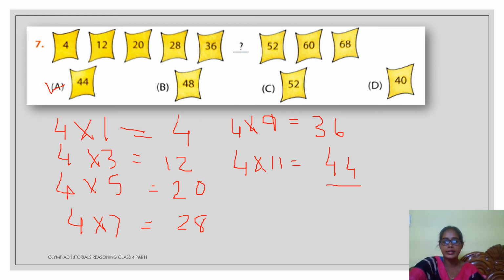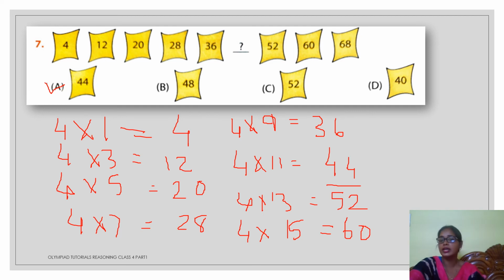So after 11, the next odd number is 13. So 4 into 13, you'll get 52. So I hope this series which we have followed is correct. Again the next number, 4 into 15, is equal to 60. So the answer which we are getting is absolutely correct, that is 44. So let's move on to the next question.